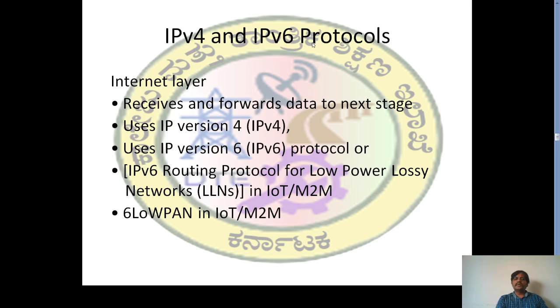And we will discuss IPv4 and IPv6 protocols, the protocols that are used in the internet layer. This internet layer receives and forwards data to the next stage. It can use IP version 4 or IP version 6, or the IPv6 routing protocol for low power lossy networks in IoT or M2M, or 6LoWPAN in IoT or M2M.